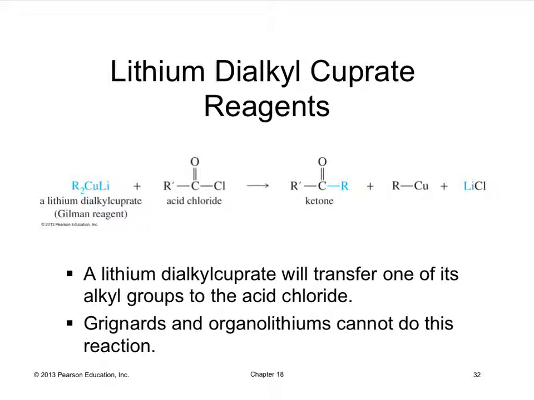Lithium dialkyl cuprate reagents, shown here, also known as Gilman reagents, can react with acid chlorides and essentially generate the ketone. This will just essentially transfer one of its alkyl groups to the acid chloride. Important: Grignards and organolithiums cannot do this reaction, right? So keep that in mind.